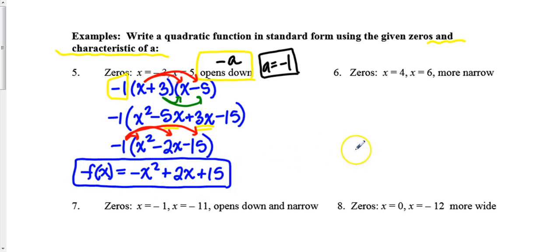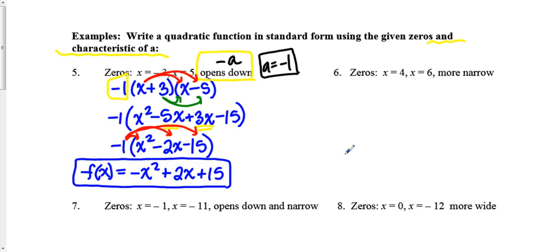Now, all I was told was that it opens down. If you're ever just told opens down, the fastest way to create that quadratic would be to just let a be -1. Let's follow this concept through to our next example.